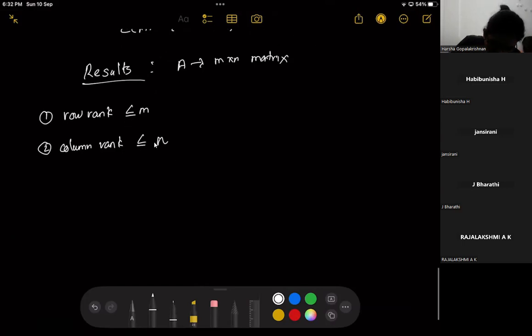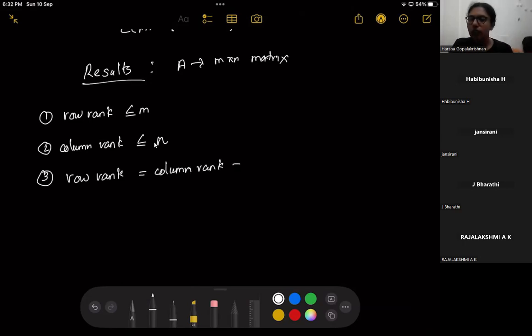Now, even though we are writing row rank, column rank, one of the important results to note is this: whatever matrix A we are taking, the row rank and column rank will be equal, and it will be equal to the rank of matrix A. We have already defined the rank of the matrix A. So the column rank equals the row rank, which equals the rank of A. In order to find the rank of A, it is enough to find the row rank or the column rank.